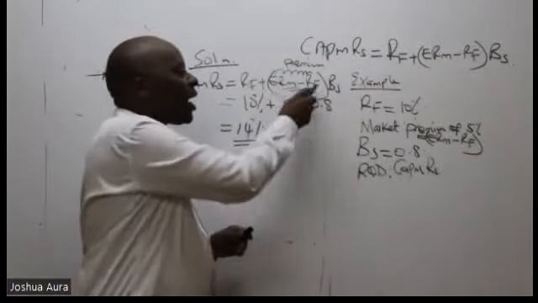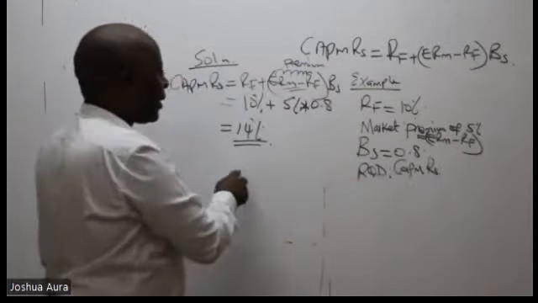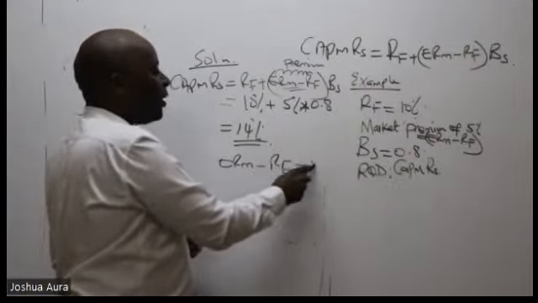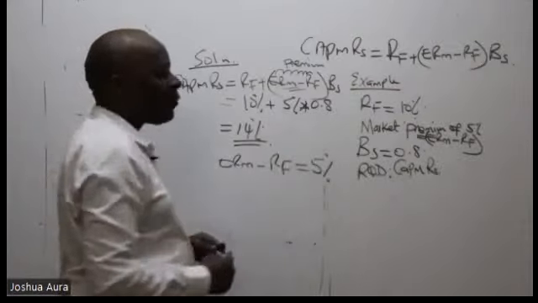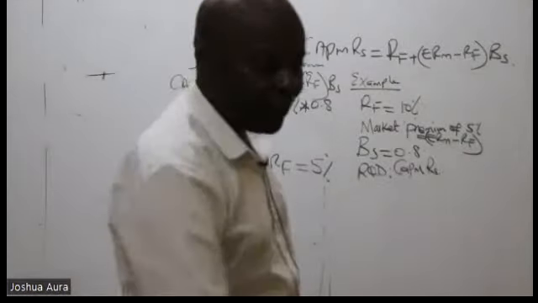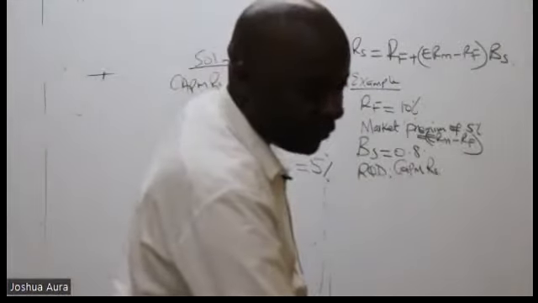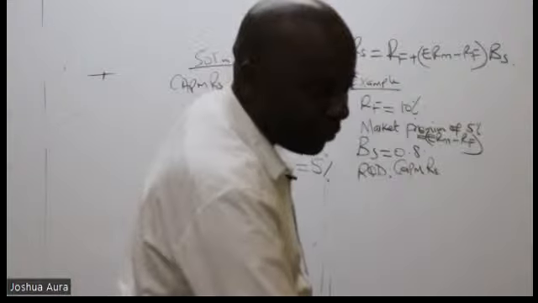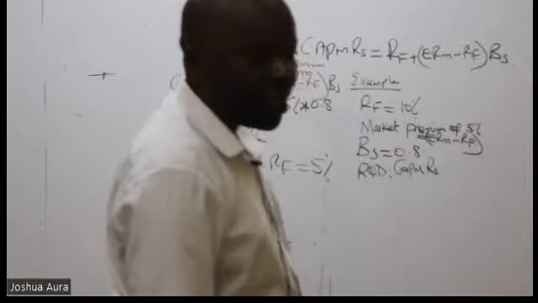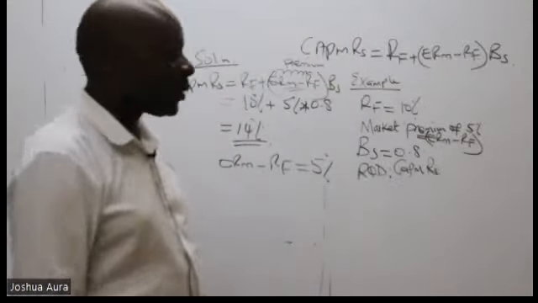The most important thing for us to remember is that risk premium, or the market premium, means that they have already subtracted. It means that ERM minus RF equals 5%. Already they have subtracted for us.